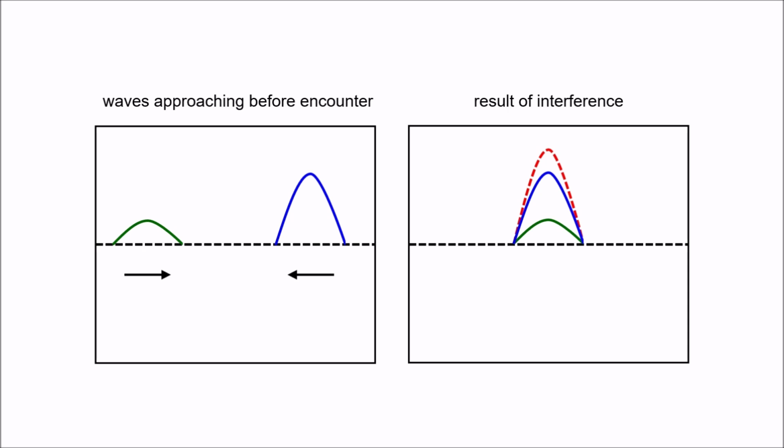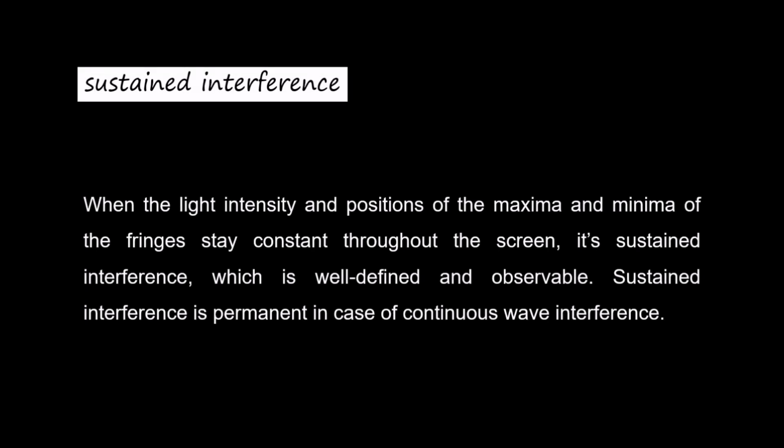As they approach each other and eventually overlap, the sine pulse, shown in red dotted line, would be the resulting shape of the medium. Alright, so now, how to achieve sustained or well-defined and observable interference pattern.